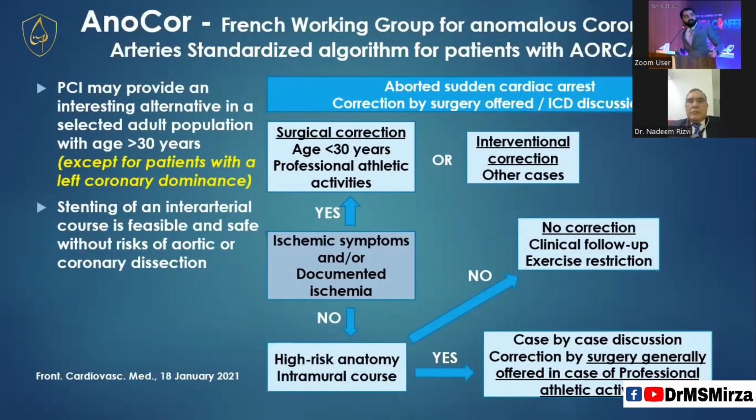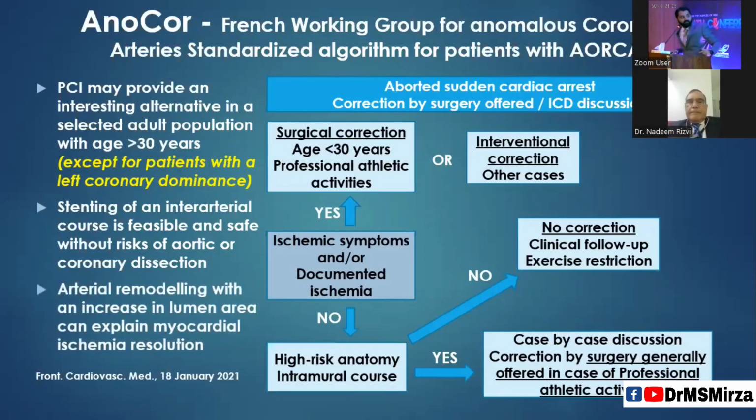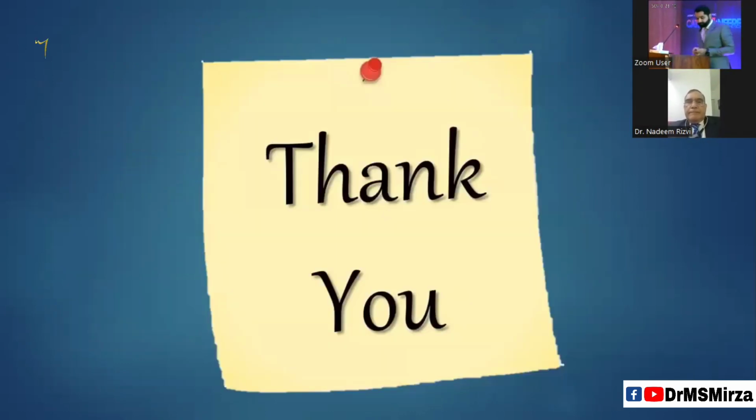PCI may provide an interesting alternative in a selected adult population with age more than 30. Stenting of an interarterial course is feasible and safe without risk of aortic and coronary dissection. And the last thing is that arterial remodeling with an increase in lumen area can explain myocardial ischemia resolution. Thank you.